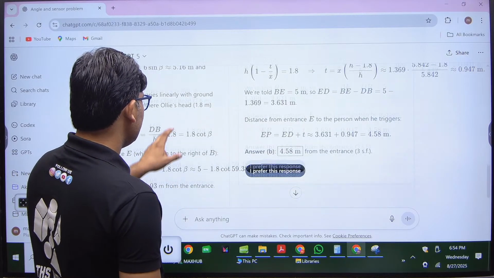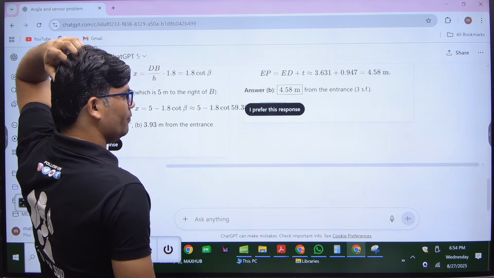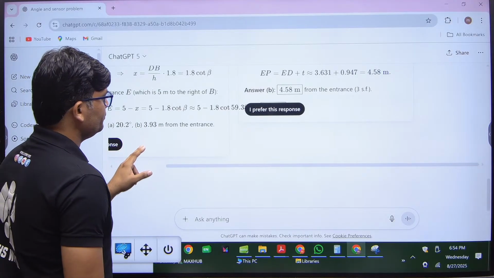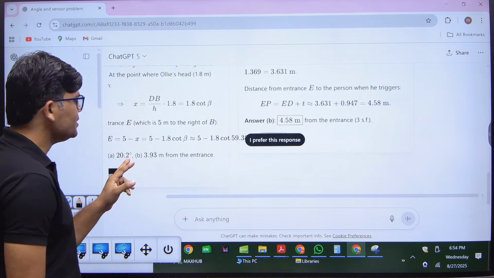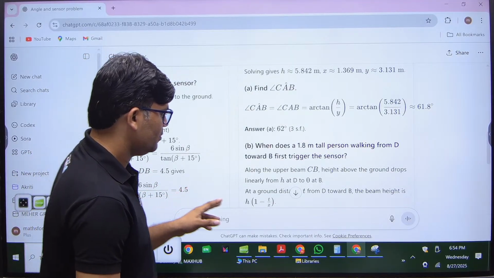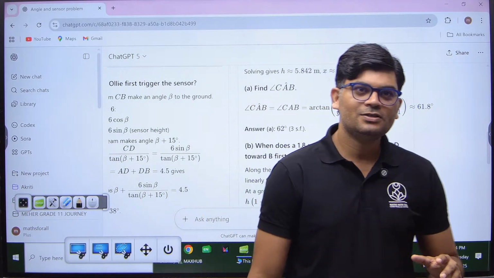What does ChatGPT say? 4.5 and 3.93. But one of the answers is correct for us, 20.2 degree. I will check this again, don't worry. Yes. Okay, I will verify this again.